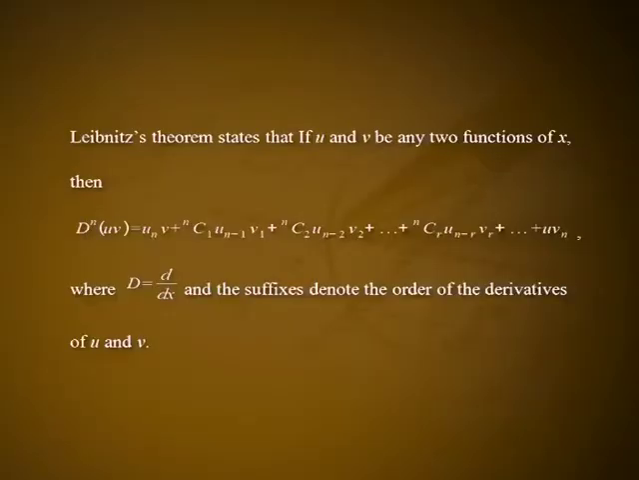Leibniz theorem states that if u and v be any two functions of x, then the nth derivative of the product u into v, that is D raised to n of uv, is equal to un v plus nC1 u(n minus 1) v1 plus nC2 u(n minus 2) v2 plus etc. plus nCr u(n minus r) vr plus etc. plus u vn, where capital D is equal to d by dx and the suffixes denote the order of the derivatives of u and v. Now, you can try to answer the following questions.